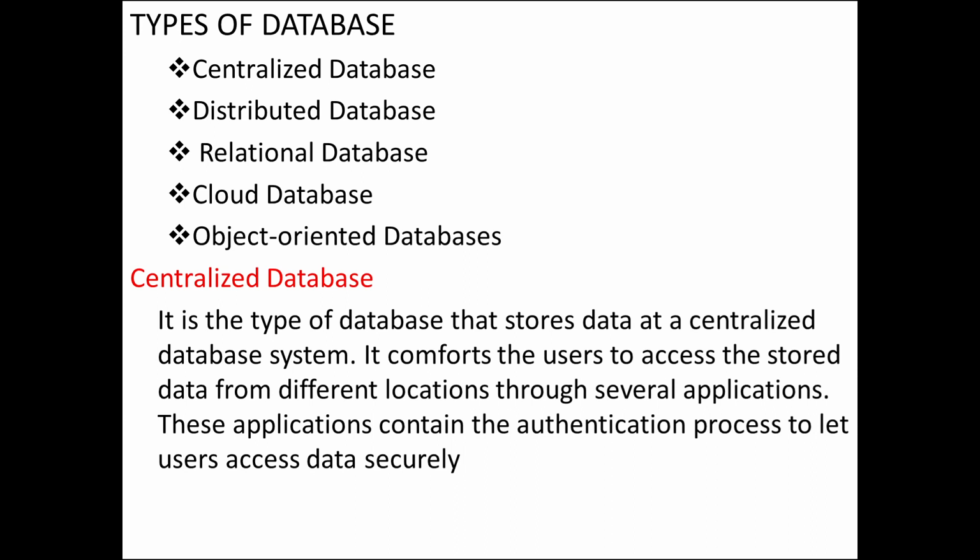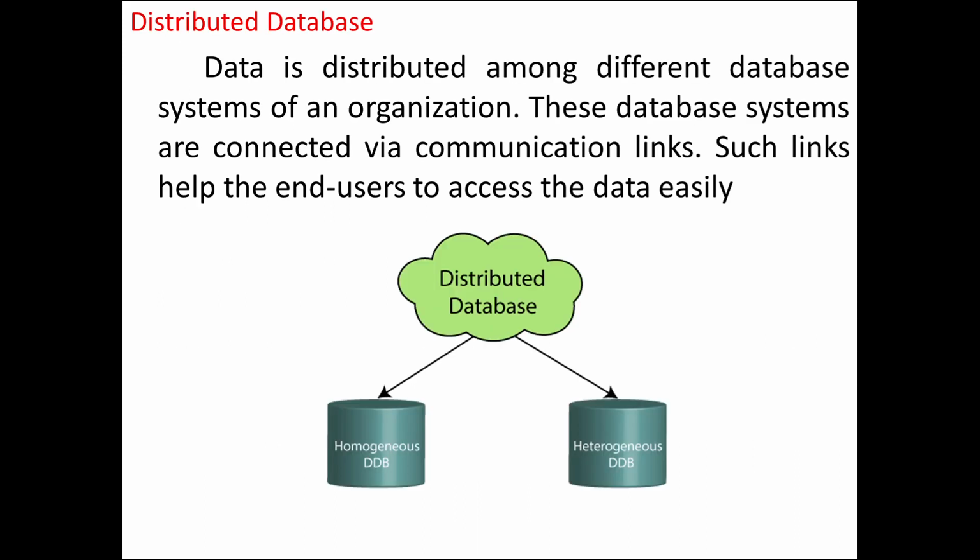Now the types of database. There are various important types of database like centralized database, distributed database, relational database, cloud database, and object-oriented database. In a centralized database, as the name indicates, the data may be controlled by one particular server. That is called a centralized database. It allows the user to access the data from different locations through several applications. These applications may contain an authentication process to let the user access the data securely.